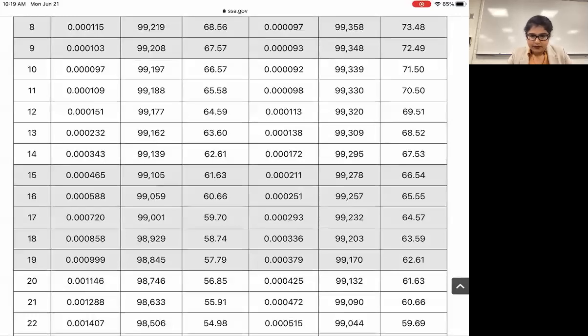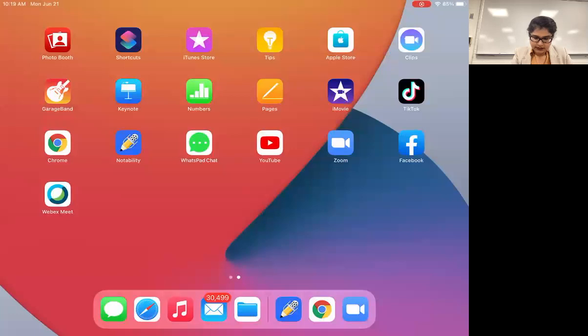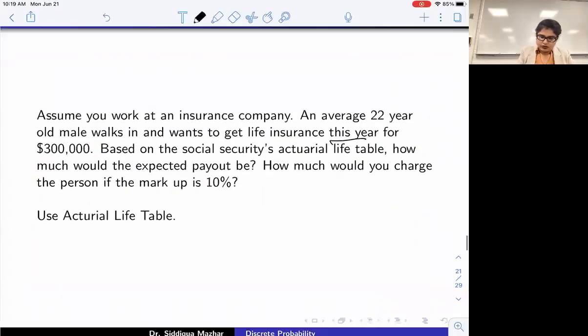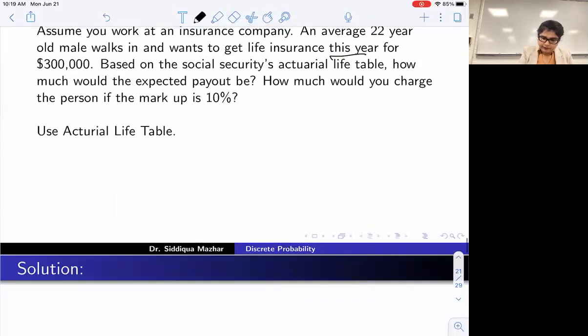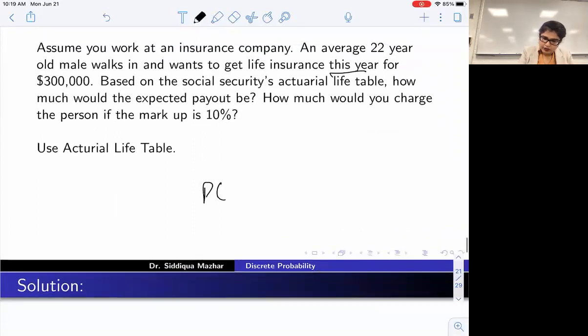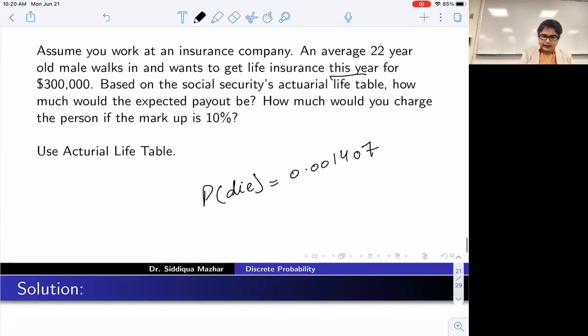So now I am going to use it. Let's see, where is it? Okay. So the probability for 22-year-old men to die is 0.001407. And it's written male. A male is going to walk in and he wants to get the insurance.